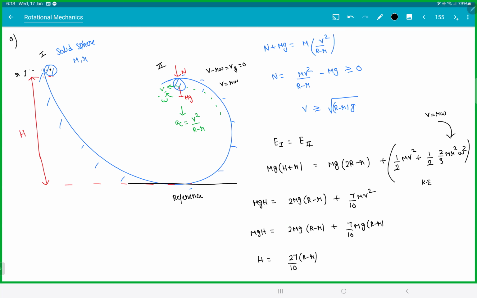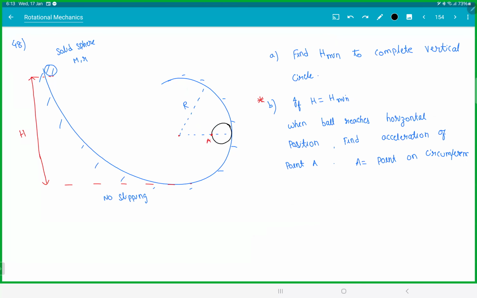In the exam I'll write even fewer steps actually. For you to understand, I'm writing more. Next one. Take a minute, another 2 minutes. Find the acceleration of the point, where A is the point on the circumference of the sphere, and when the sphere has reached the horizontal position.